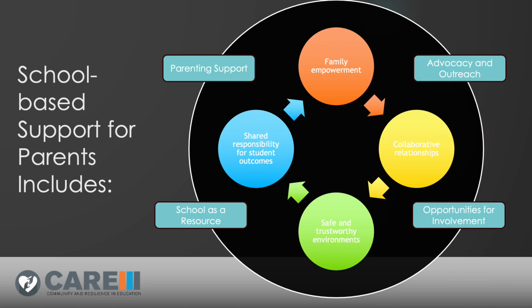So thinking about school-based supports for parents, we really want our families to view the school as a resource. Again, this comes back to that bi-directional communication and that collaboration. So thinking beyond what it is that we need from families to what it is we can provide for families. We can provide some parenting support. We can provide advocacy and outreach for our families, and we can think differently about our opportunities for involvement.